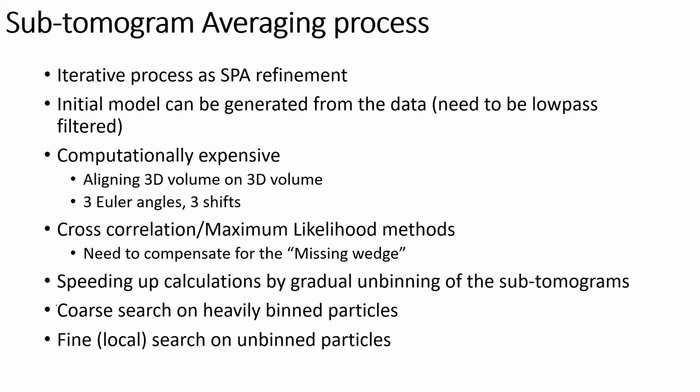Because it's very computationally expensive, we need to speed up our calculations by some tricks. That's usually based on starting with heavily binned particles, and in these procedures this has to be done manually. So you start with some heavily binned particles and do some low resolution alignment. Then gradually you are unbinning your particles. After a certain stage, you will get to some binning where you can do only local alignments, because time-wise and memory-wise, it would not be feasible to do global alignment with unbinned particles.